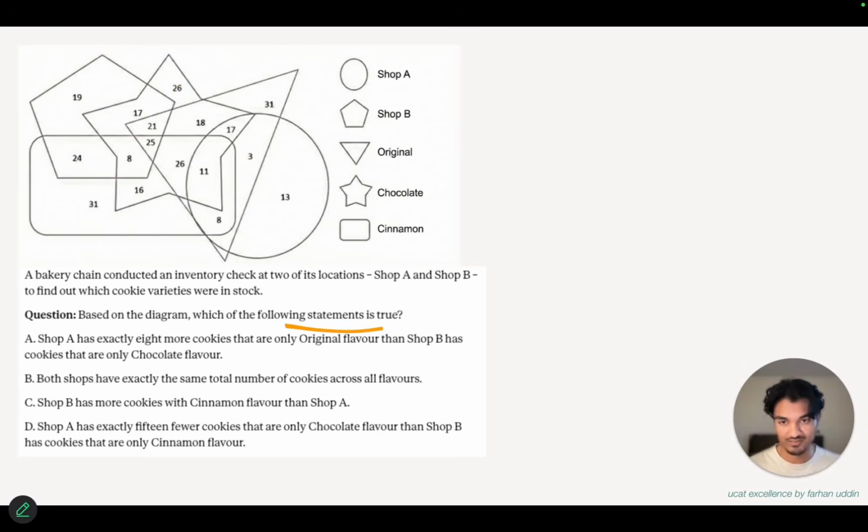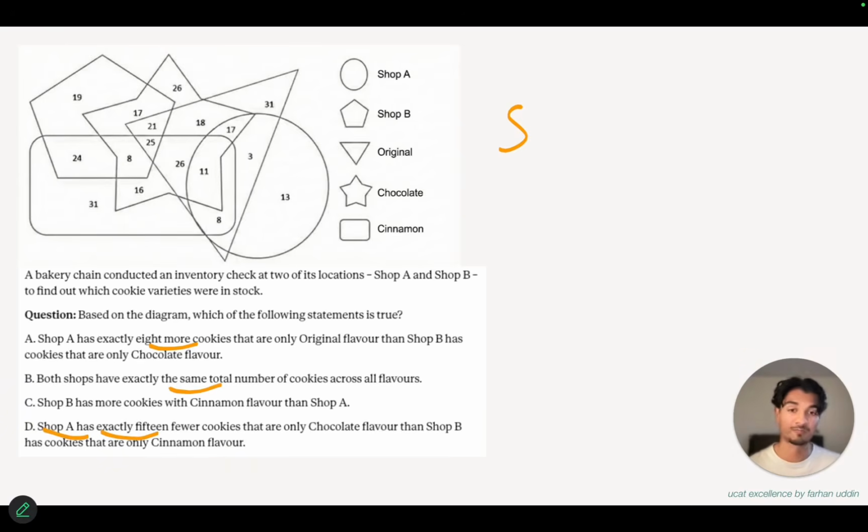Which of the following statements is true? So it's going to be one of those S questions where we actually have to think about which one's going to be the most feasible. Overlap wise, it looks pretty even to me in terms of distribution of numbers, so I'm just going to move on. We've got S, which is to select the most feasible. Shop A has exactly 8 more cookies, not a fan. Both shops have exactly the same, not a fan. Shop A has exactly 15 fewer, not a fan. So shop B has more cookies with cinnamon flavors than shop A.